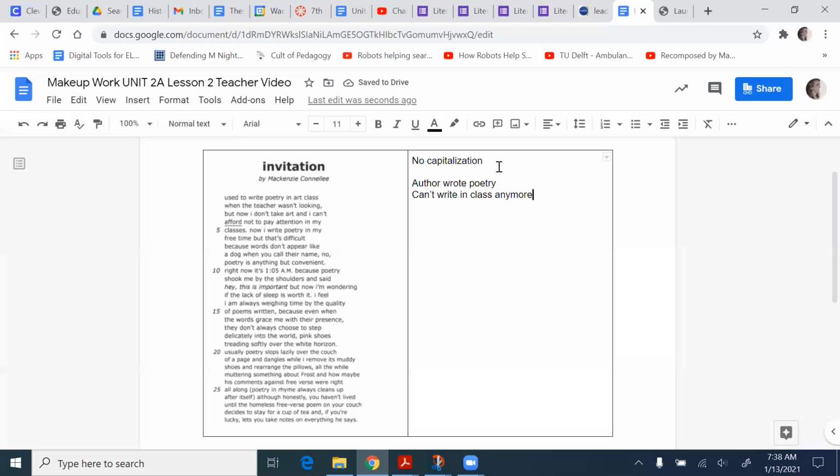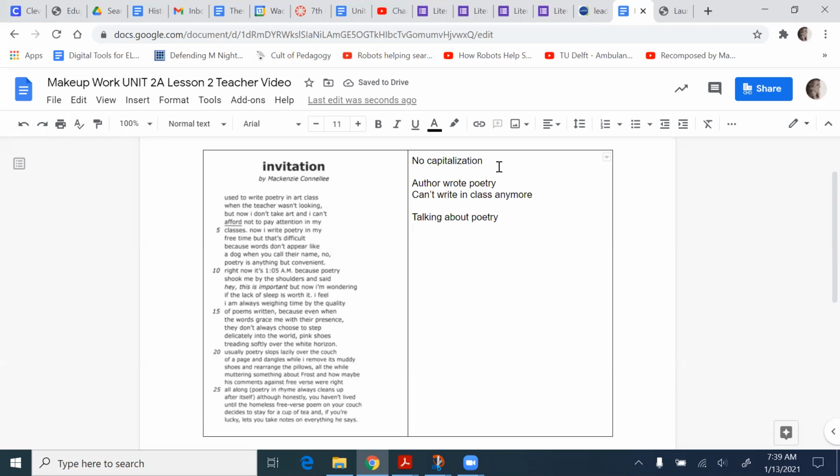Got that so far. Because words don't appear like a dog when you call their name. No, poetry is anything but convenient. Right now it's 1:05 a.m. because poetry shook me by the shoulders and said, "Hey, this is important," but now I'm wondering if the lack of sleep is worth it. I feel I'm always weighing time by the quality of poems written, because even when the words grace me with their presence, they don't always choose to step delicately into the world. Pink shoes. Boy, this is weird. I'm not understanding much of this. But here's what I do know. The author's talking about poetry. I get that much. If that's all I get, that's all I get, and that's okay.